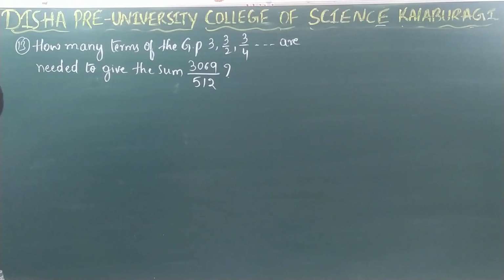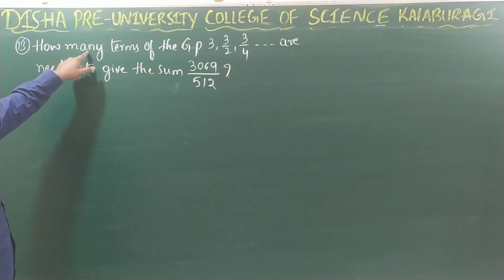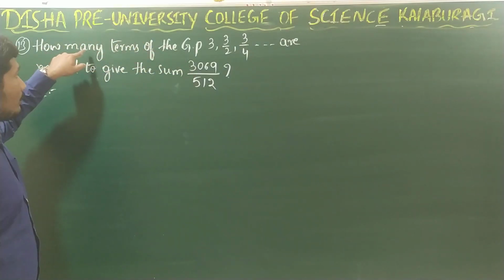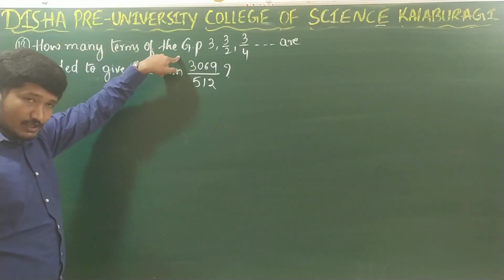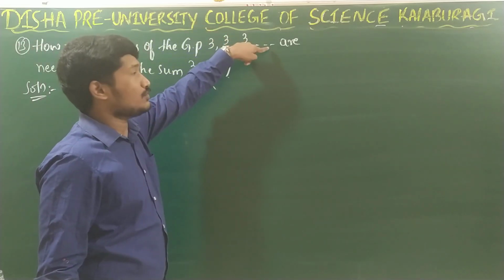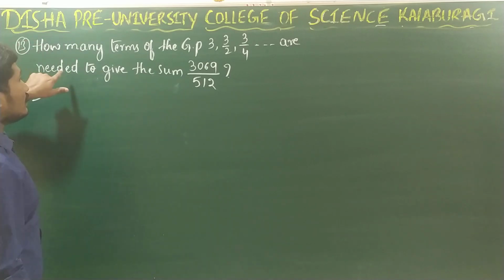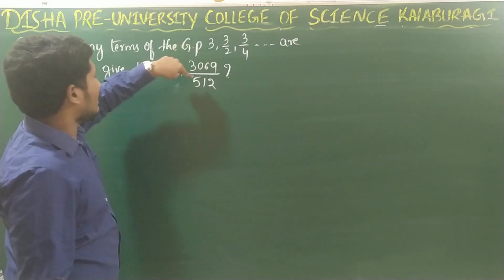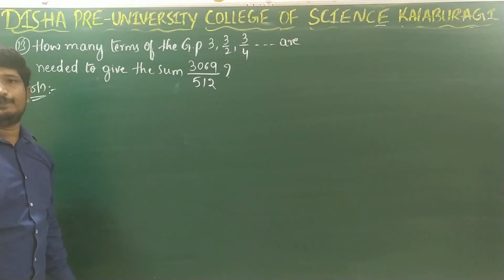Right. So the next one. How many terms of the GP 3, 3 by 2, 3 by 4 and so on are needed to give the sum 3069 divided by 512?